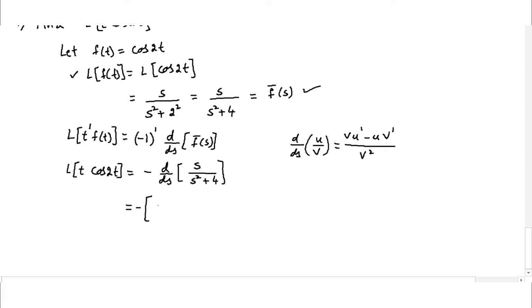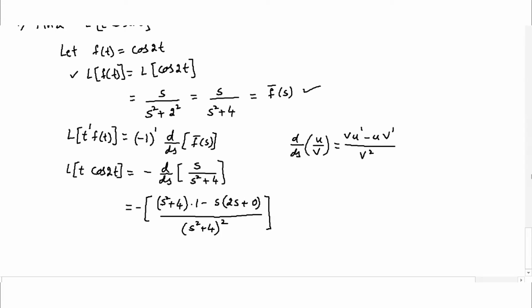The v value is the denominator, s square plus 4, into u dash. The u dash value is the differentiation of s with respect to s, which is 1, minus u, where the u value is s, into v dash. That means the differentiation of the denominator: s square differentiation will be 2s, plus the constant differentiation is 0. Whole divided by v square, that means the denominator squared, s square plus 4 whole square. So we have done the differentiation of s by s square plus 4.